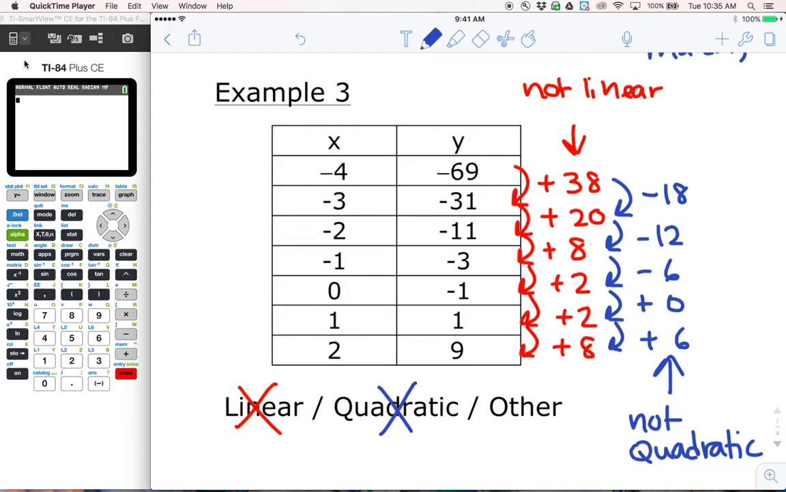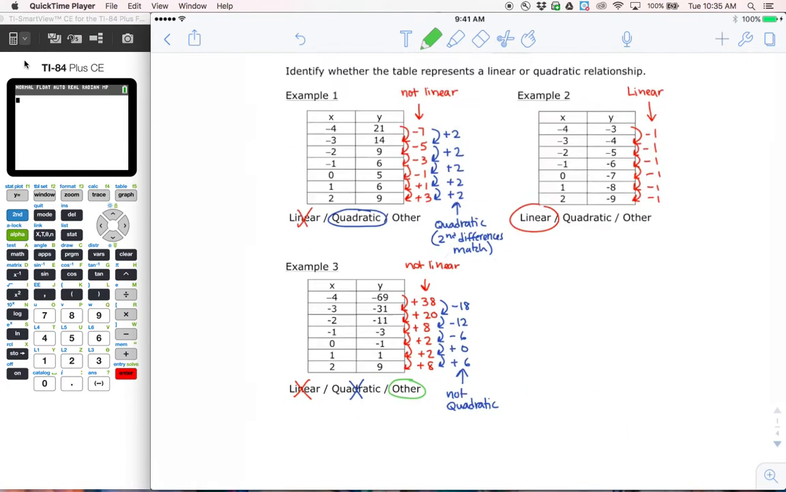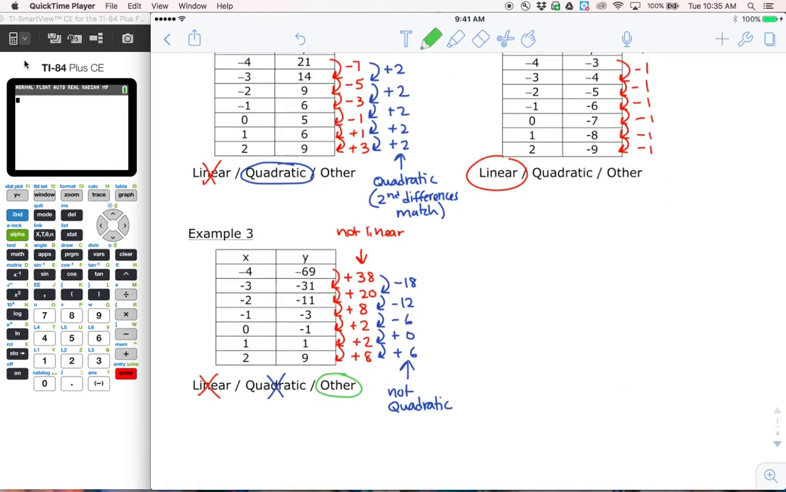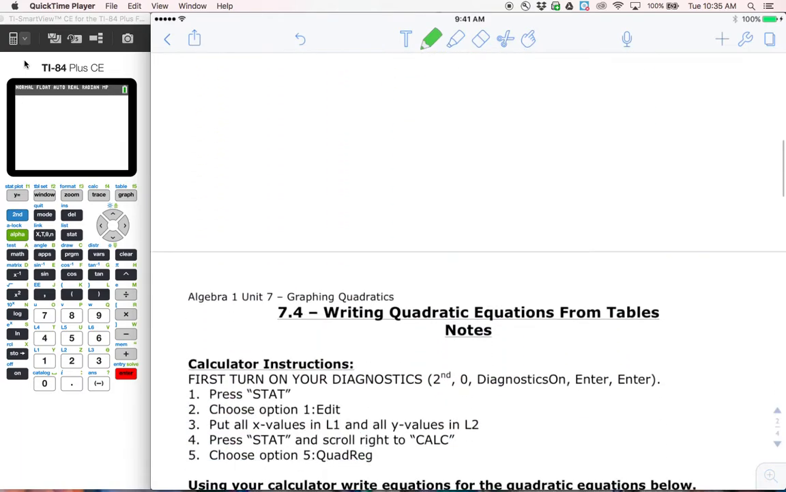So in this case, we're just going to go ahead and call this other. This is a function we may look at towards the end of the year. All right? Okay, finally, last but not least, let's talk about how our calculator can help us out.